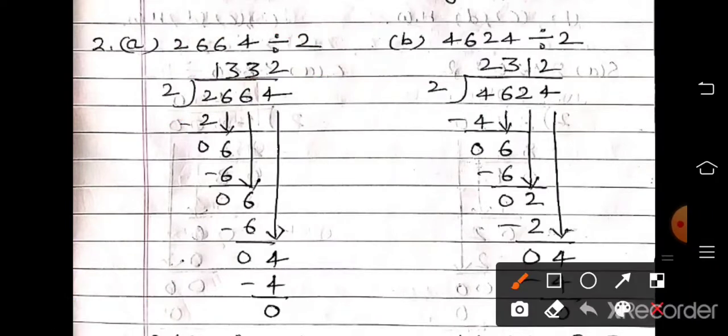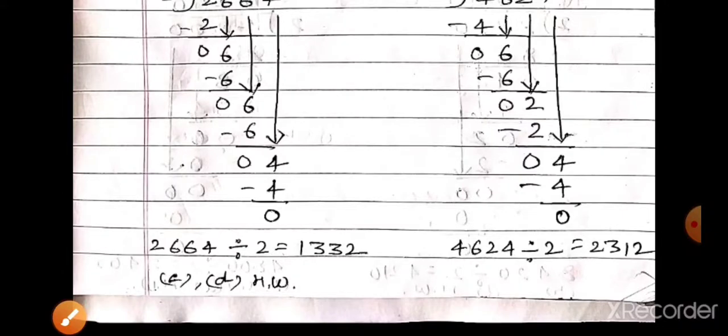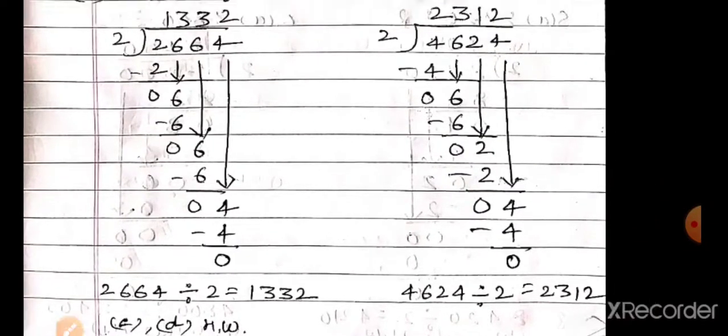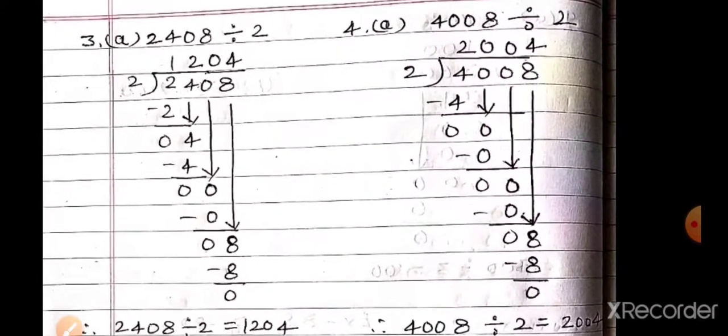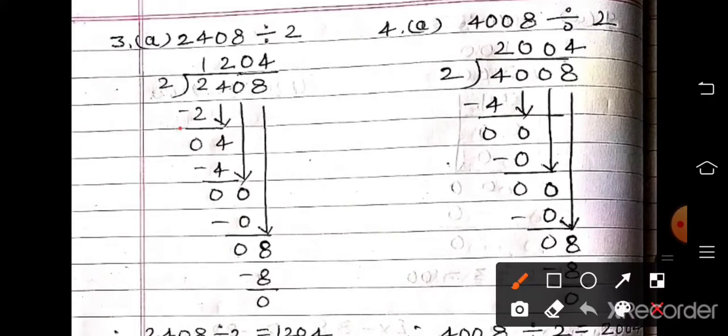Now the B part I have done for you. Okay, and C and D is your homework. Now the question number 3. 2408 divided by 2. Simple. First 2 1 ja 2.